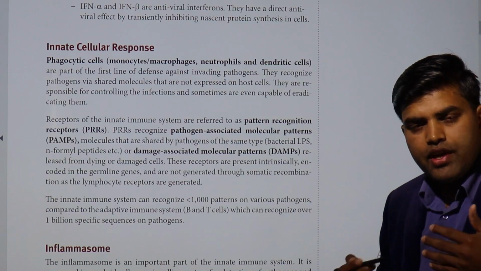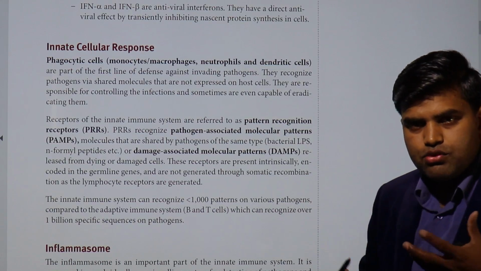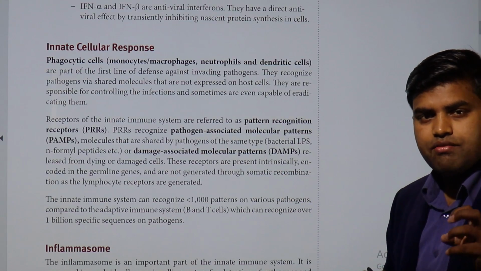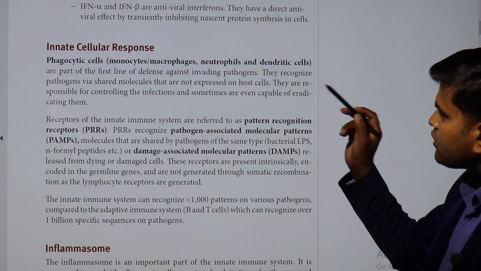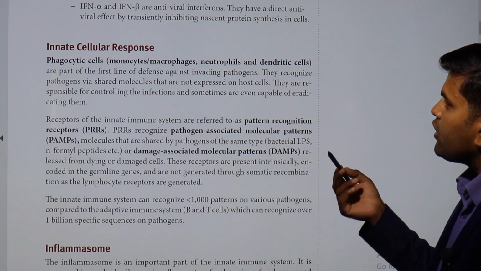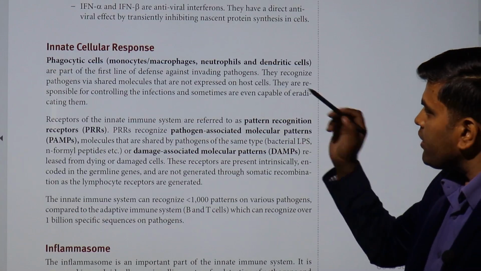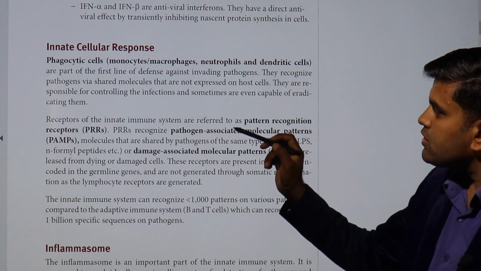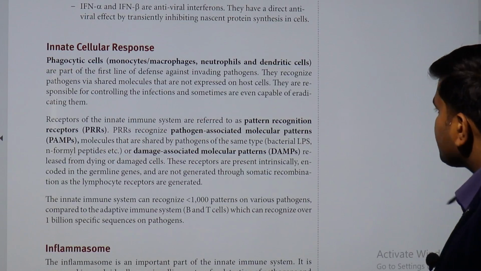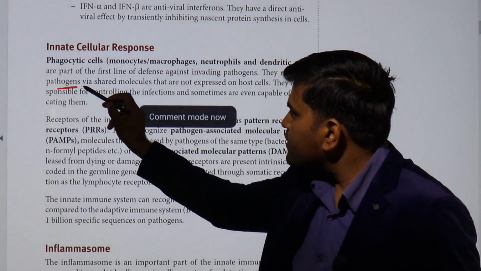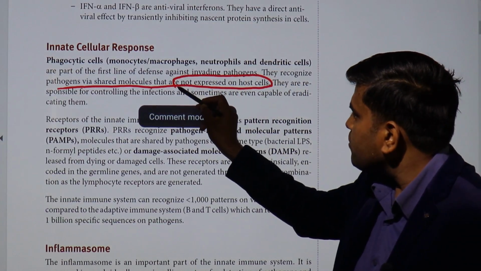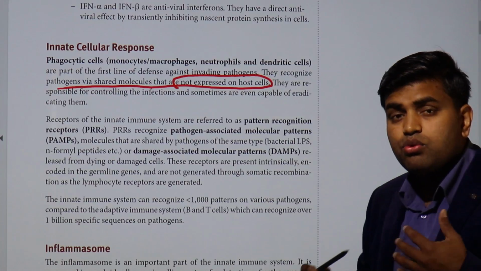If the pathogens come into the tissue, the body has to do something, and in such a situation the innate cellular response comes in. That is the phagocytic cells: the macrophage, monocyte, neutrophil and dendritic cell. They play the role in defense against the invading pathogen. They recognize pathogens via shared molecules that are not expressed on the host cell. That is important, because they should not attack your own host cells.